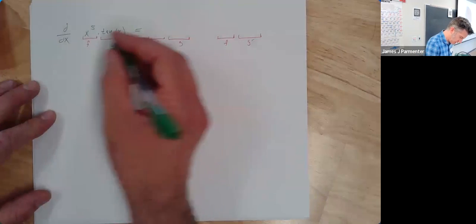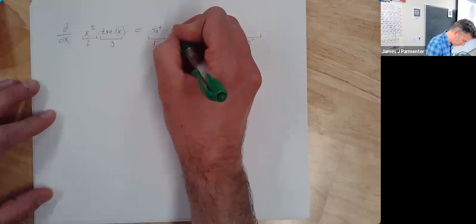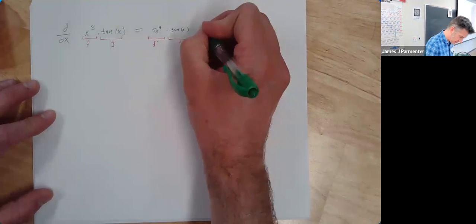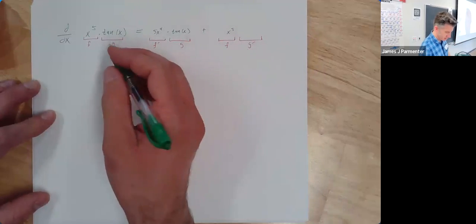So then f prime is going to be 5x to the 4th. g is just tangent, plus f, which is x to the 5th, times g prime. And the derivative of tangent of x is secant squared of x.